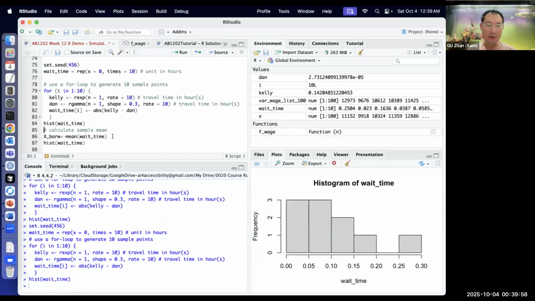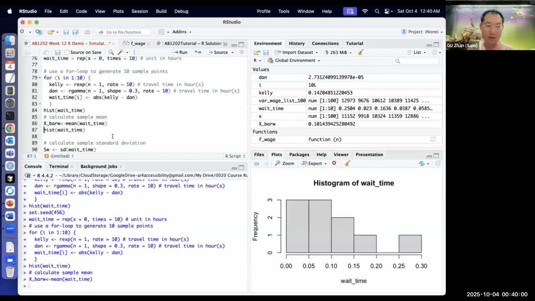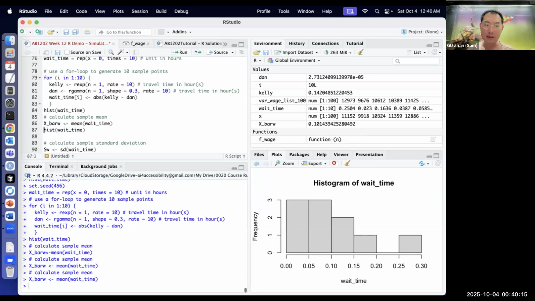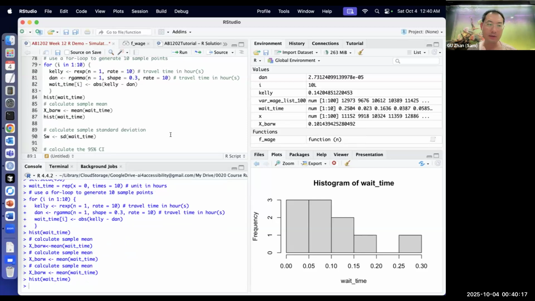Then calculate the sample mean. The sample mean of the waiting time is 0.1014. So that's the one. Run it again, and you will still have the same histogram of waiting time that you are seeing.